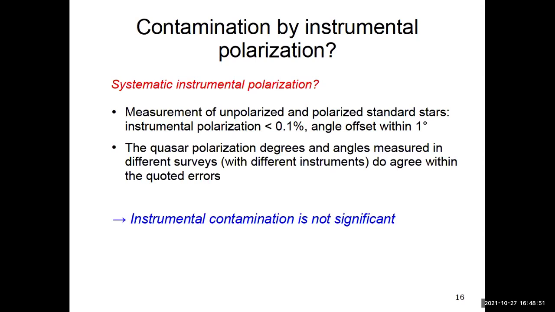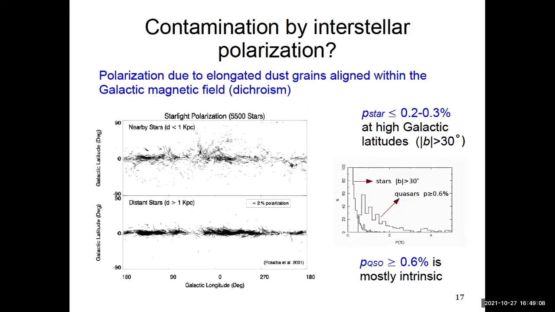Another argument is that the polarization degree and angle were measured in different surveys with different instruments, and the measurements do agree within the quoted errors. So the contamination between the instruments is not significant. But what is much more annoying is the effect of interstellar polarization.